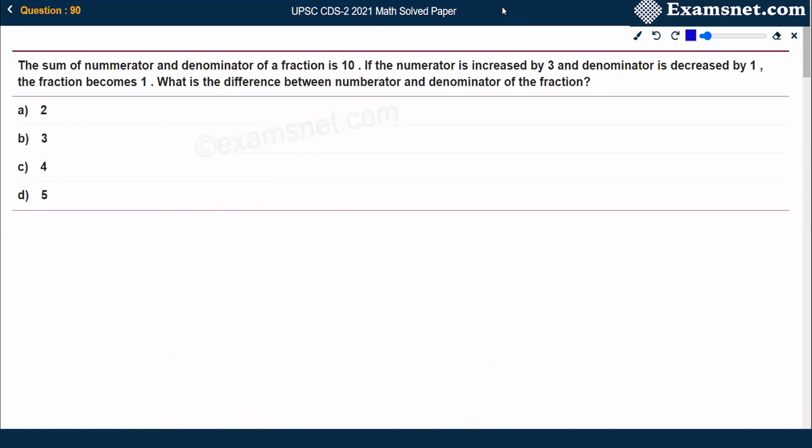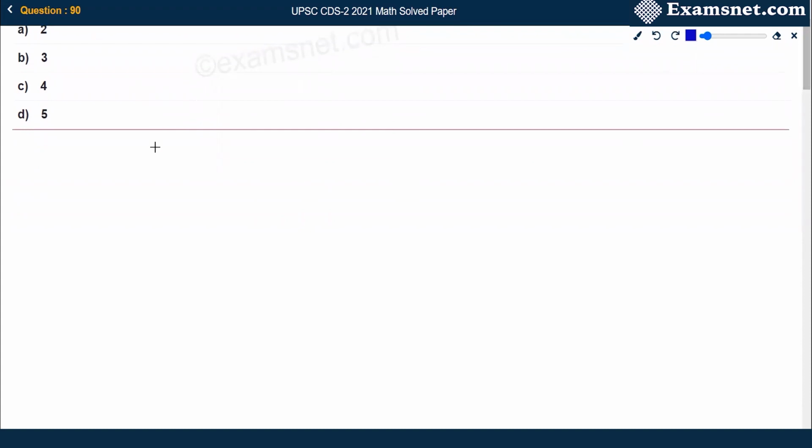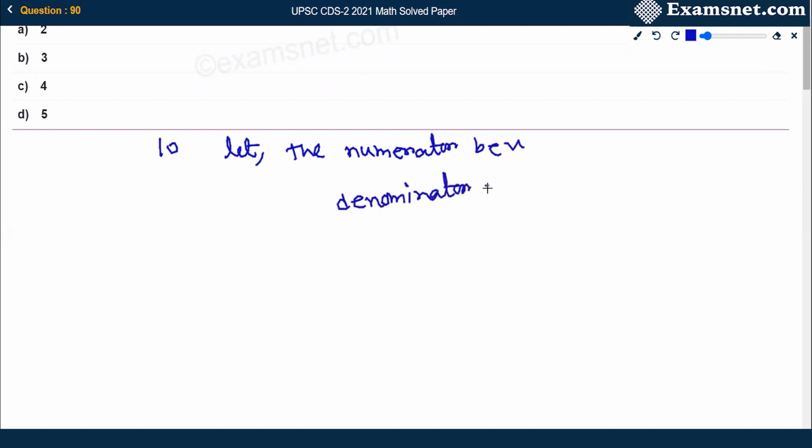In question number 90, we are given that the sum of the numerator and denominator of a fraction is 10. If the numerator is increased by 3 and the denominator is decreased by 1, the fraction becomes 1. Okay, so what is the difference between the numerator and denominator of the fraction? So it is given the sum of the numerator and denominator is 10. So let the numerator be x. So the denominator will be 10 minus x, correct?